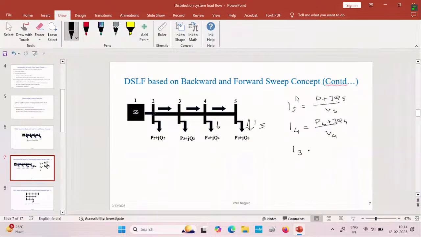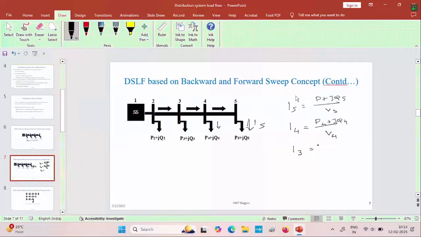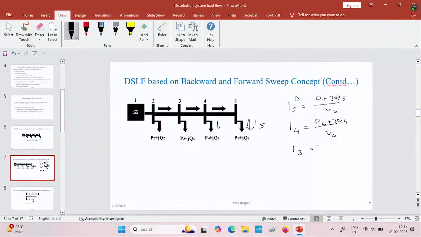Similarly, we can calculate the current for I3. It is supposed to be P3 plus jQ3 over V3. Similarly, we can calculate the current for I2. It is supposed to be P2 plus jQ2 over V2.